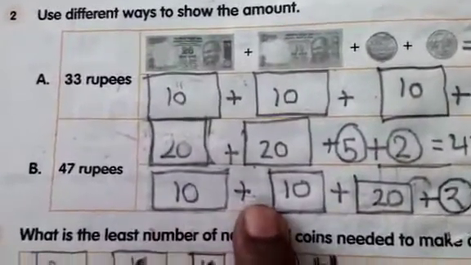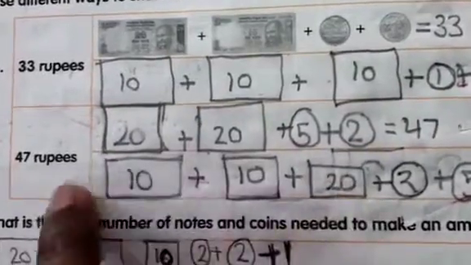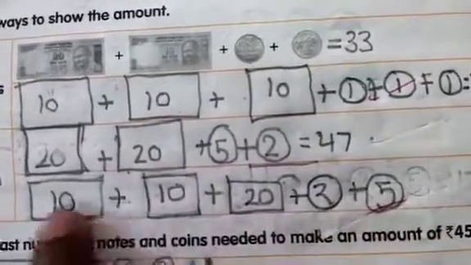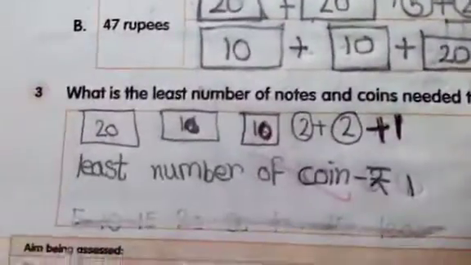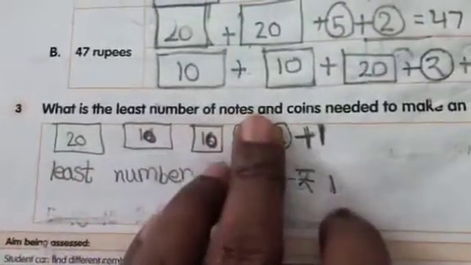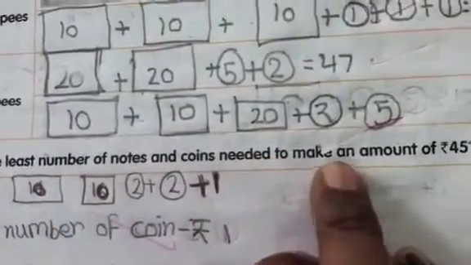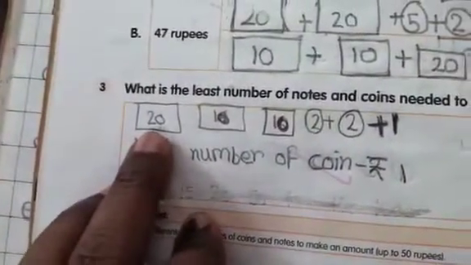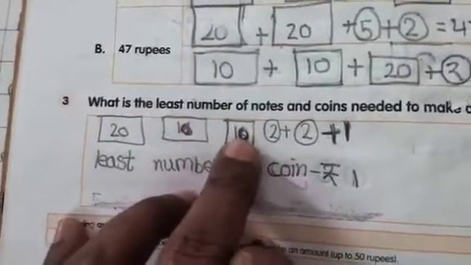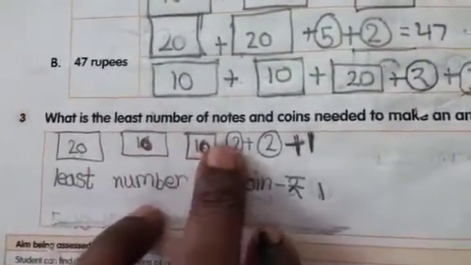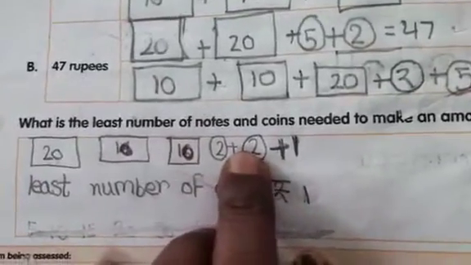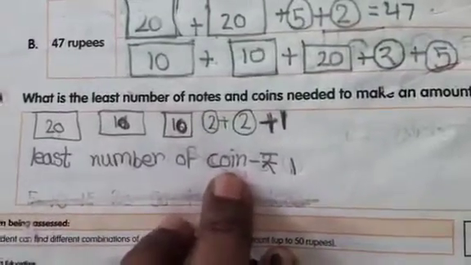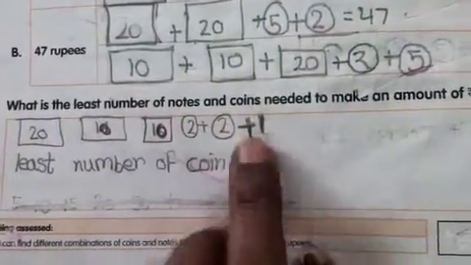10 rupees note, 10 rupees note. This is 20 rupees note. Make 40. This is 2 rupees and this is 5 rupees. So 47. Okay. What is the least number of notes and coins needed to make an amount of rupees 45? So here is 20 rupees, 10 rupees, 10 rupees, 20, 30, 40. So 2 rupees, 42, 43, 44 and plus 1, 45. So least number of coins is rupees 1. Okay, children?